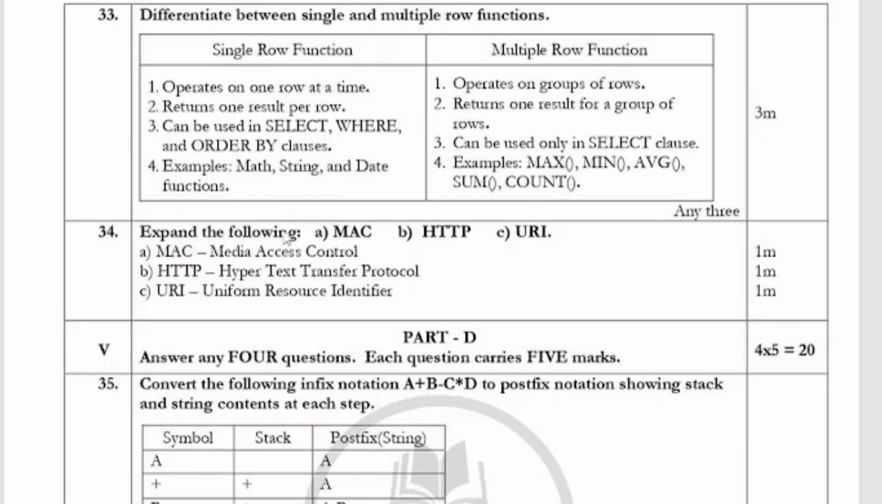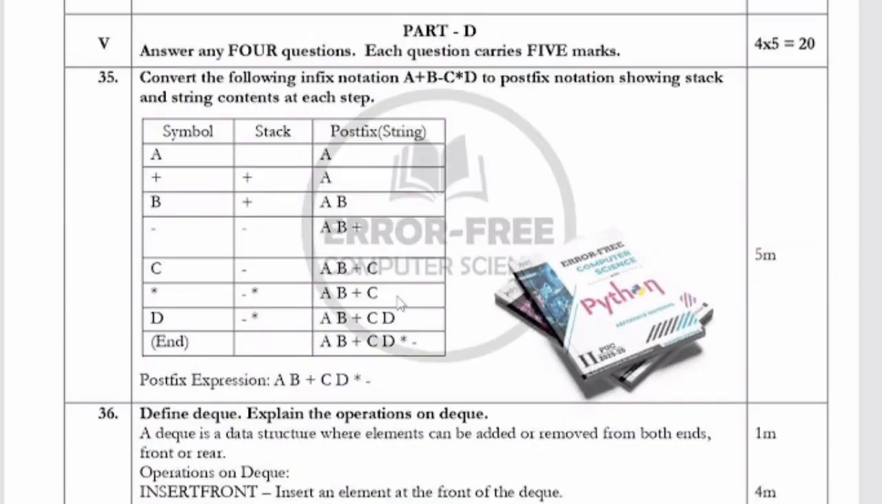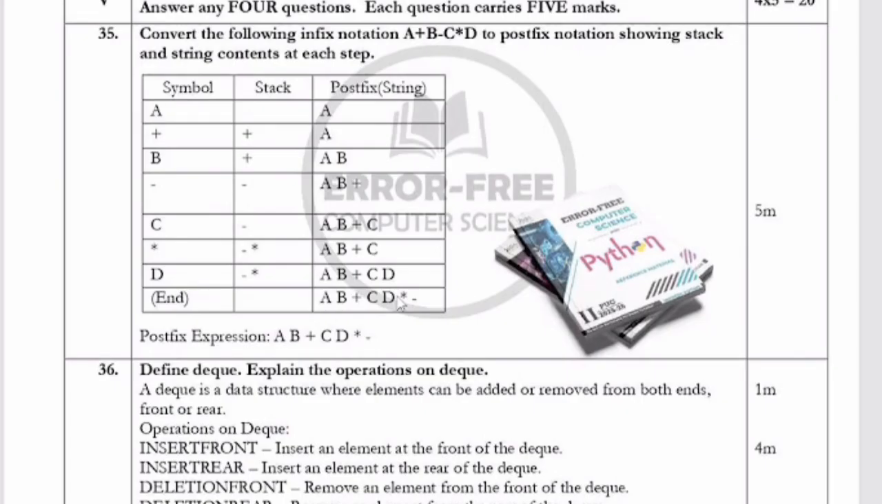34th one, expand the following. It is very easy. MAC, media access control, HTTP, hypertext transfer protocol, URI, uniform resource identifier. URL is also there, that is a locator. Okay, and the last one is part D. I hope this is the last one. Let us go to the next.